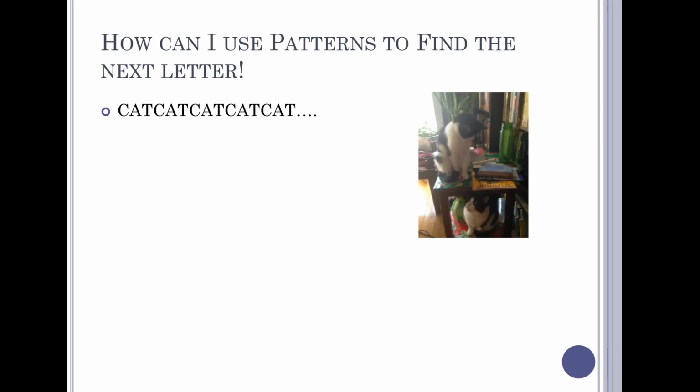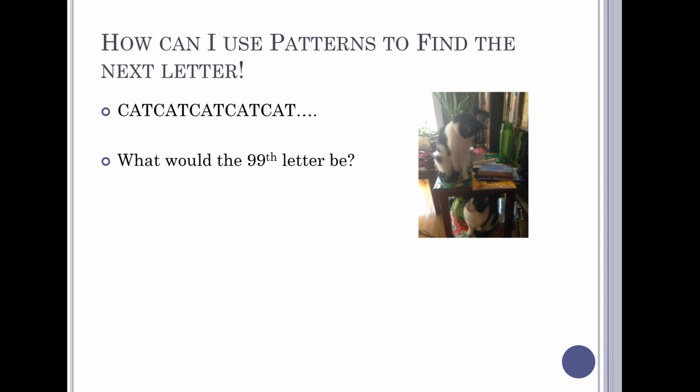Now, look at this one. This doesn't have any numbers in it. This is awesome. Plus, it has cats in it, which is also awesome. So how can I find the next letter? So if the pattern is C-A-T, C-A-T, C-A-T, C-A-T, you know what the next letter is, right? It's a C. So what's the pattern going by? Every how many letters till I get to a C again? And what would the 99th letter be?